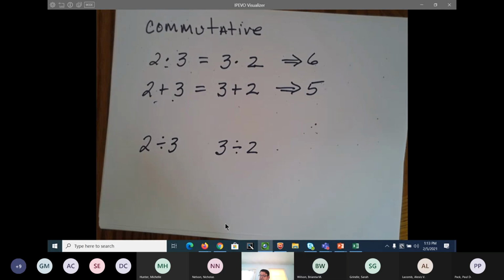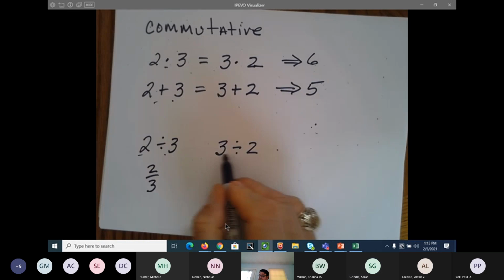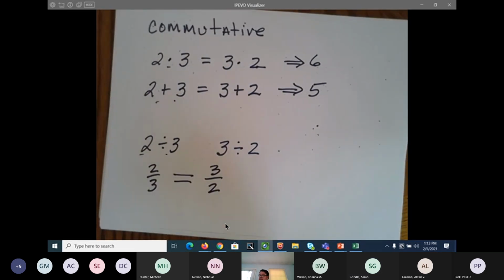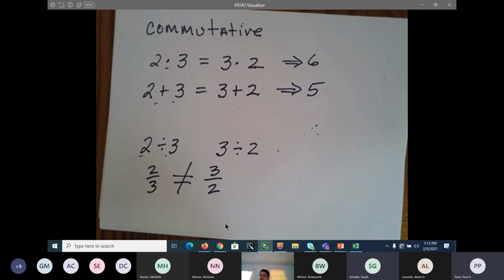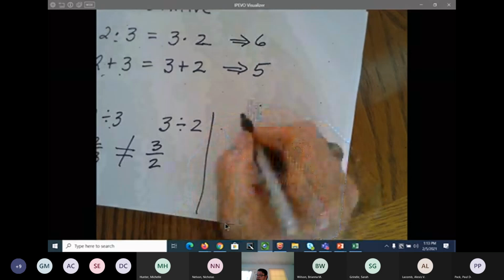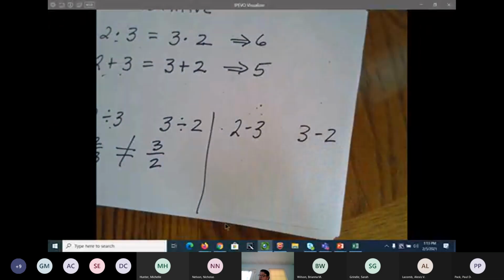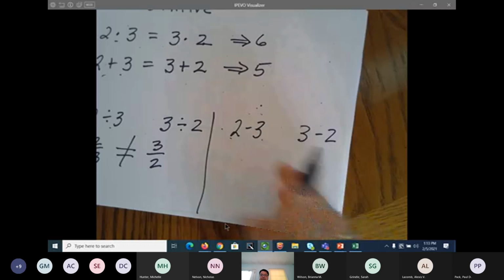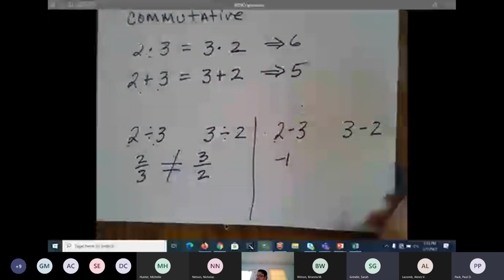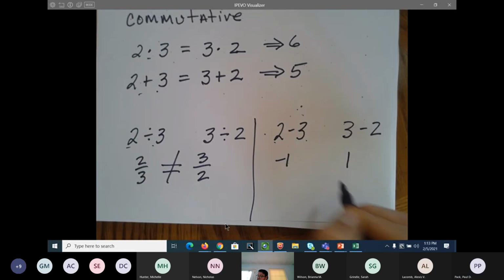Well, 2 divided by 3 is 2/3. 3 divided by 2 is 3/2. Are they equal? Yes or no? No, they are not equal. What happens when you do subtraction? 2 minus 3 and 3 minus 2. What's 2 minus 3? Negative 1. And what's 3 minus 2? Positive 1. And they're not equal.